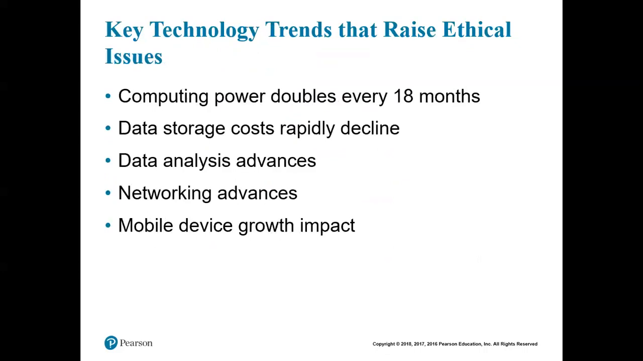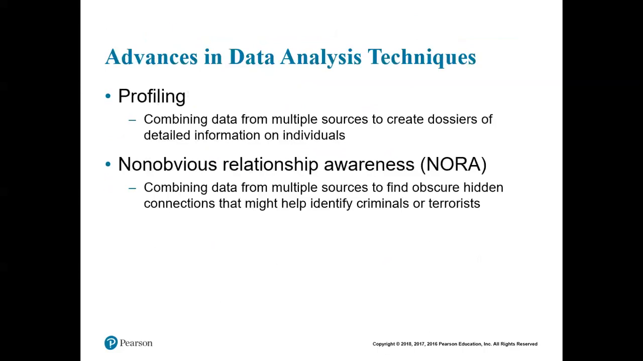Key things within technology. Computer power doubles every 18 months. Data storage costs continue to decline. Networks get faster and faster. More people have faster and faster cell phones. We make better use of modeling tools within data warehouses to look at snapshots of data. And we're more reliant on technology.